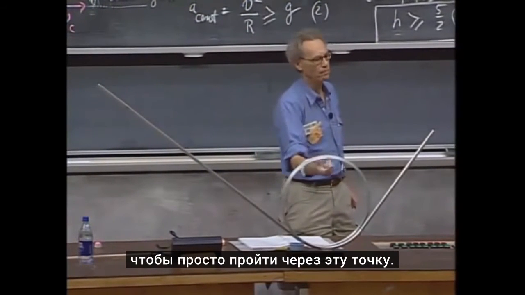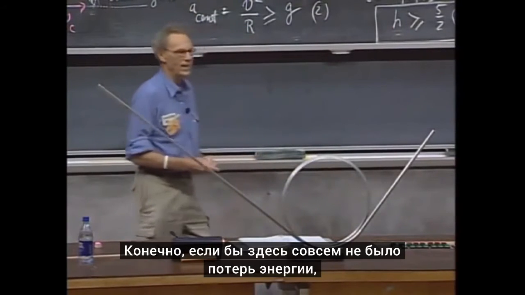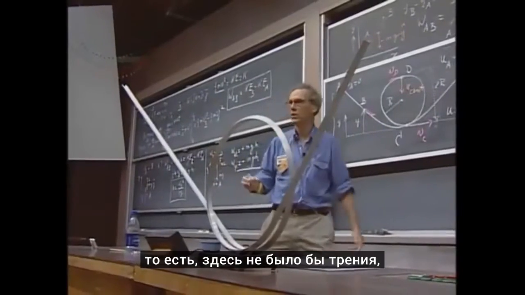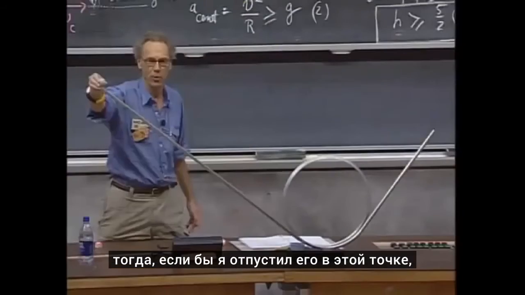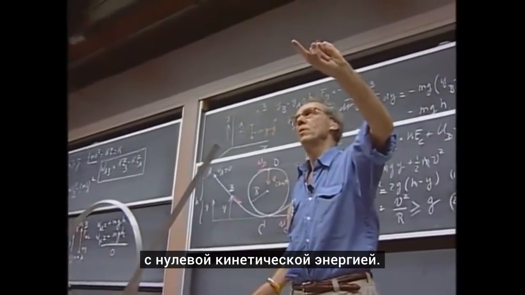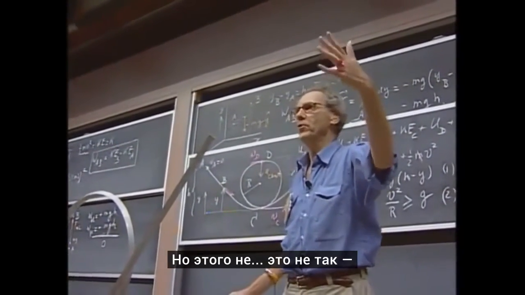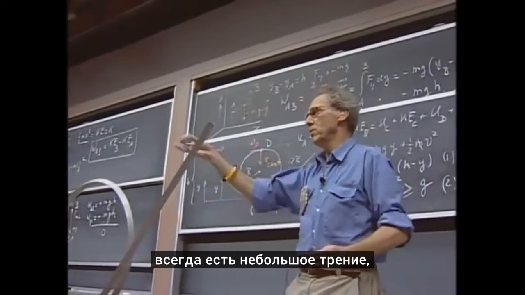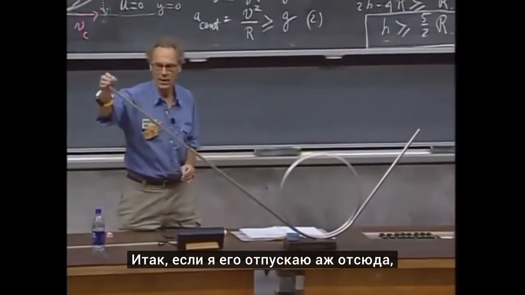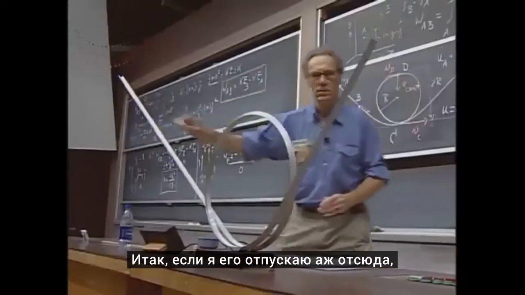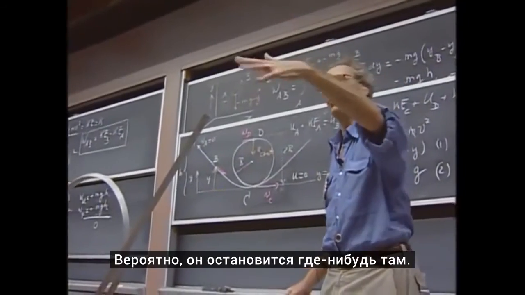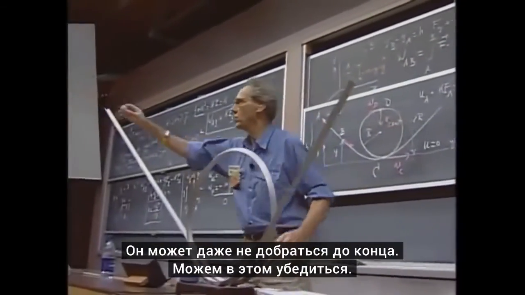Of course, if there were no mechanical energy lost at all, that means if there were no friction, then if I were to release it at this point, it would have to make it back to this point again with 0 kinetic energy. But that's not the case. There's always a little bit of friction with the track for one thing, and also, of course, with air. So if I release it all the way here, you will not expect that it will bounce up all the way to here. It will probably stop somewhere there. It may not even make it to the end. We can try that.